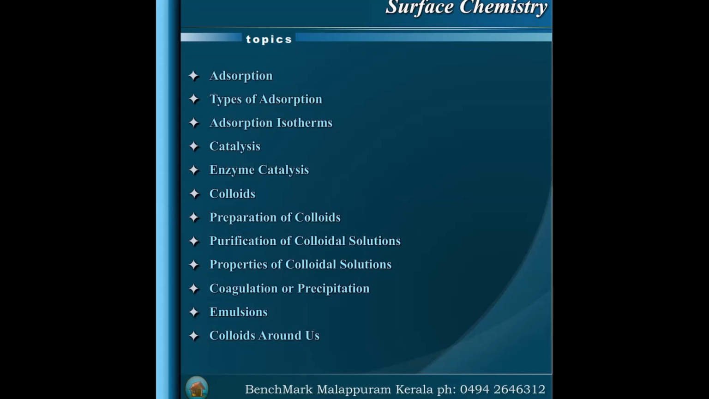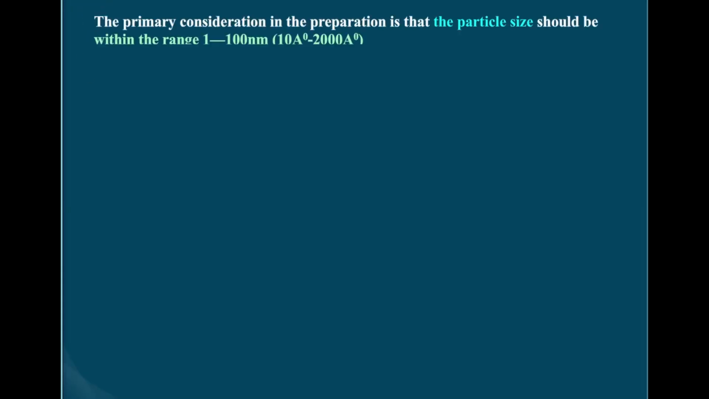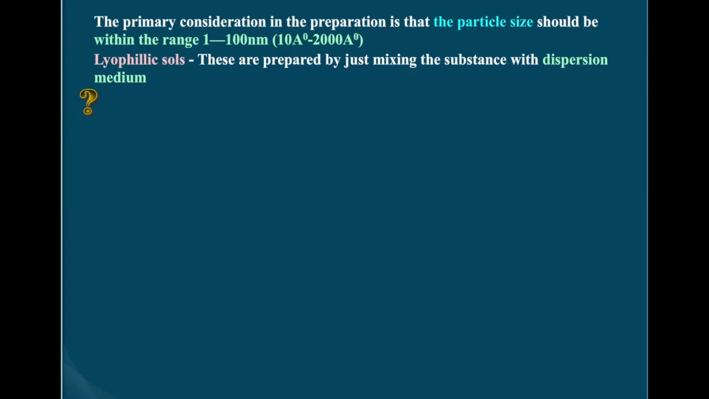The next is the preparation of colloids. The primary consideration in the preparation is that the particle size should be within the range 1 to 100 nanometers. So when you are preparing a colloid, the particle should come under this range, otherwise it will not be called a colloid. Lyophilic sols are prepared by just mixing the substance with the dispersion medium, as we have learned earlier. The method for the preparation of a lyophilic sol is the dispersion method.